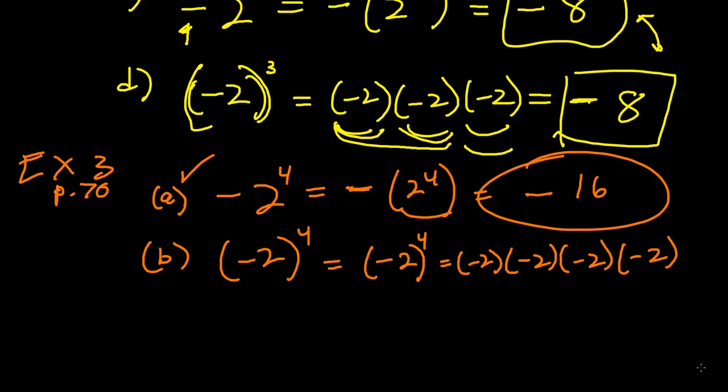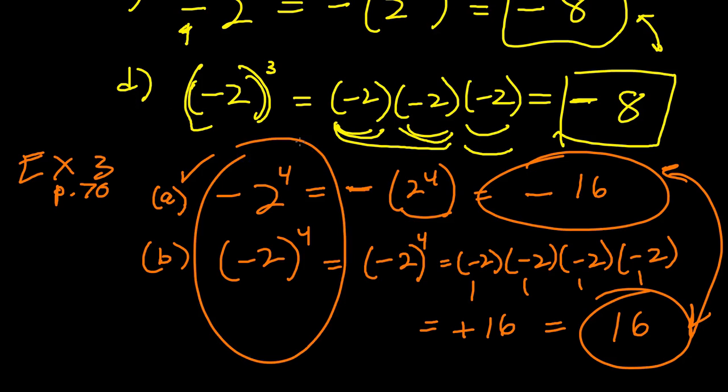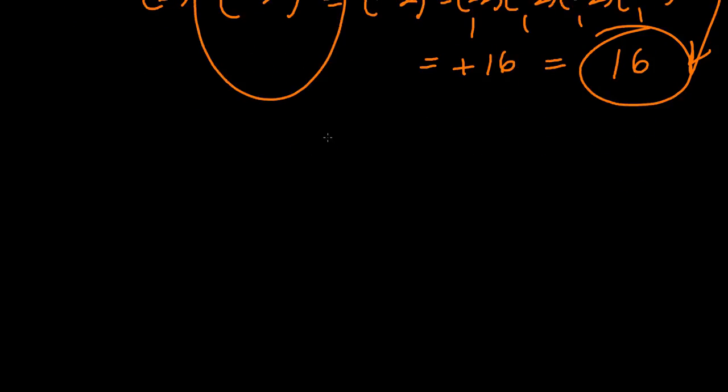Minus 2 times minus 2 times minus 2 times minus 2. Well, if I've got 4 negative factors being multiplied, of course I'm going to get a positive return. Negative times negative is positive. And 2 times 2 times 2 times 2 is 16. So the result here is positive 16. So note the results. The results for A and B are different for both of these examples. Okay? All right, let's talk about order of operations now.